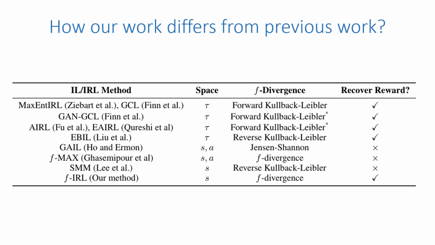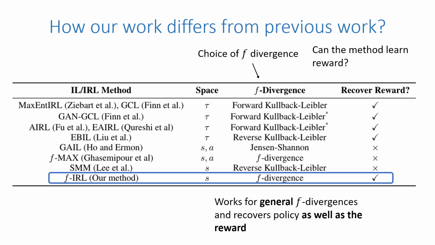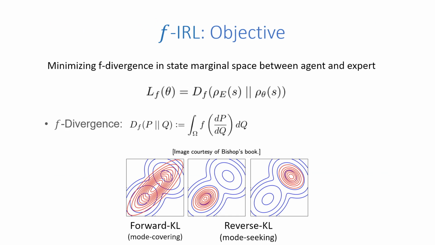In contrast to previous methods, our method f-IRL works in the state marginal space to minimize general f divergences while requiring the policy as well as the reward function. f-IRL learns a reward function to match the expert state density. Our objective function is a general f divergence between the expert state distribution ρe and the state distribution induced by our agent, ρθ. For example, we can optimize for the forward KL and the reverse KL divergence to learn mode covering and mode seeking policies respectively.